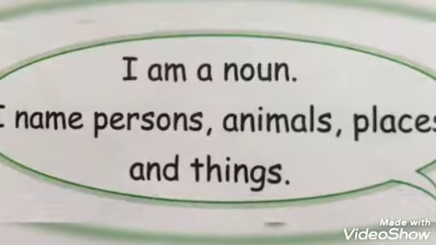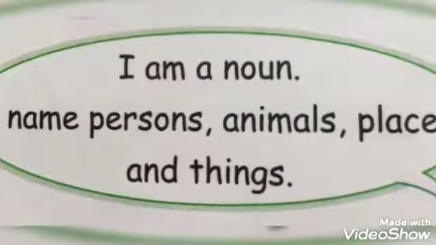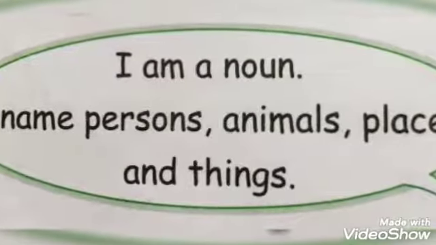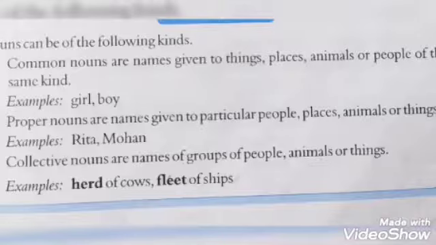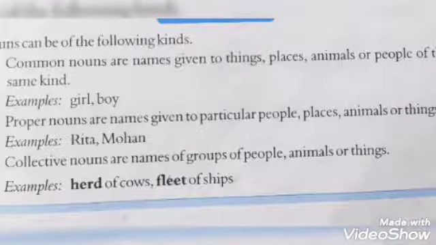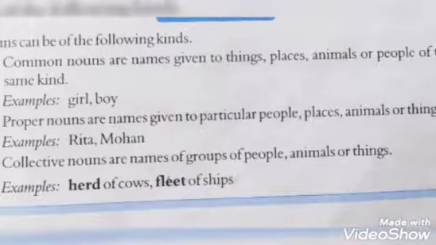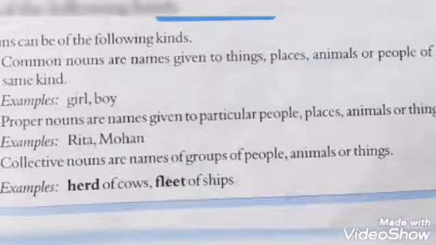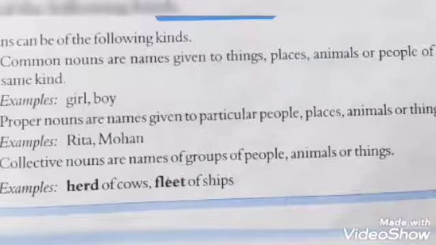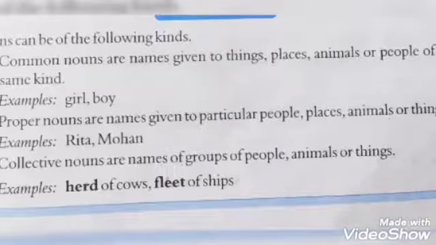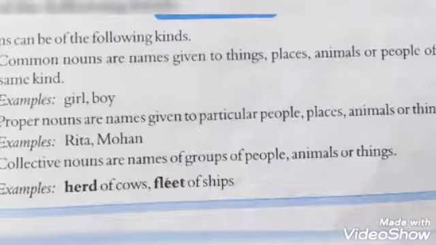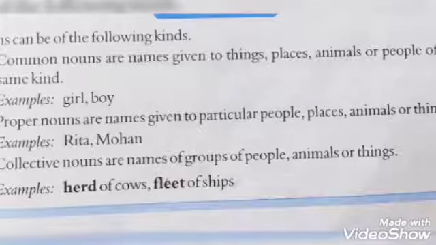So, today we are going to discuss nouns in detail. So, what is a noun? The names of persons, animals, places and things are called nouns. Nouns are of 3 kinds. They are common nouns, proper nouns and collective nouns. Common nouns are names given to things, places, animals or people of the same kind. Example, girl, boy, city, country, river, etc.